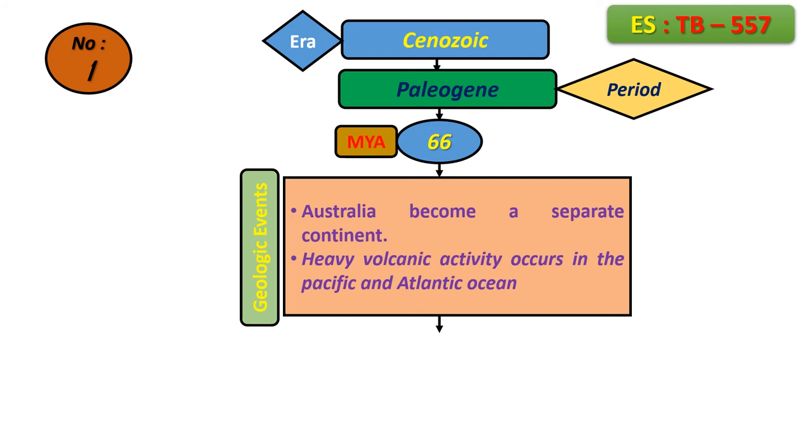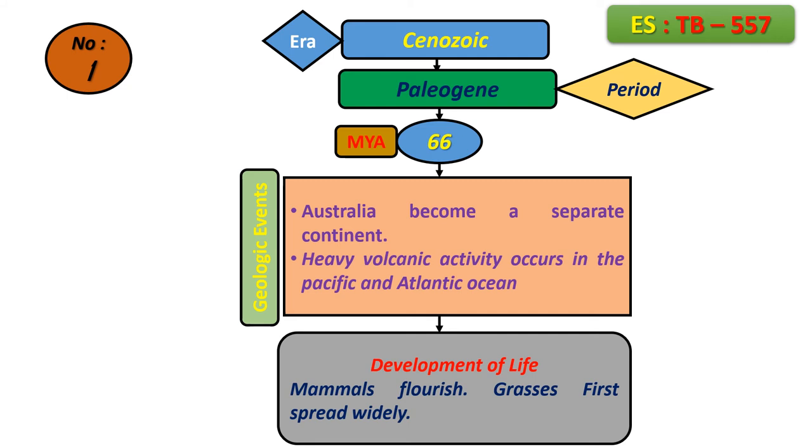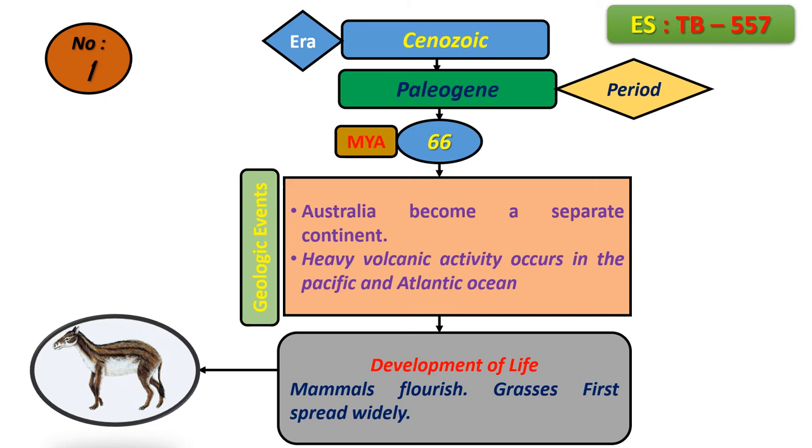Development of life in the Paleogene period. Mammals flourish. Grasses first spread widely. Look at the diagram. You can see the Hyracotherium and bats in the period of Paleogene.